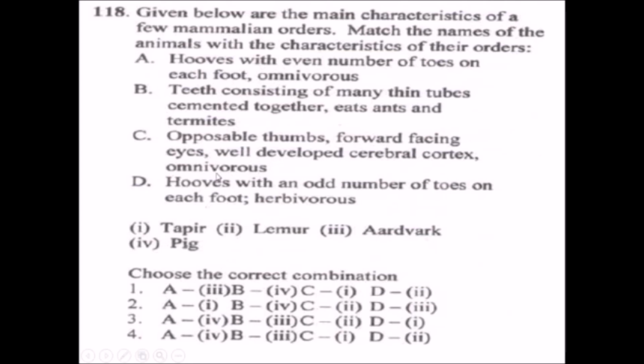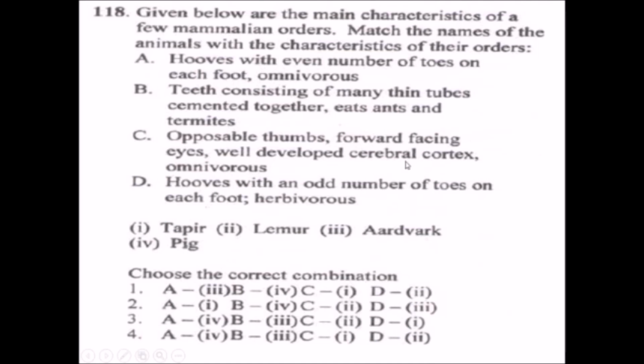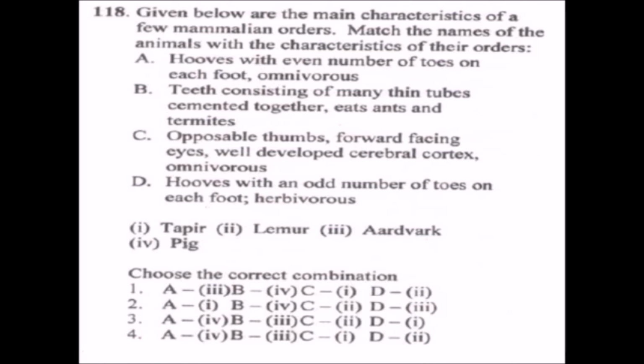Opposable thumbs, forward-facing eyes, well-developed cerebral cortex, and omnivorous. It is lemur. Its finger is quite opposable, like that of a human being, and it has front-facing eyes and also a well-developed cerebral cortex. Last is hooves with an odd number of toes on each foot, and herbivorous. And this is tapir, which has an odd number of toes on its legs, and it is only herbivorous. So the answer will be number 3, which is this one.